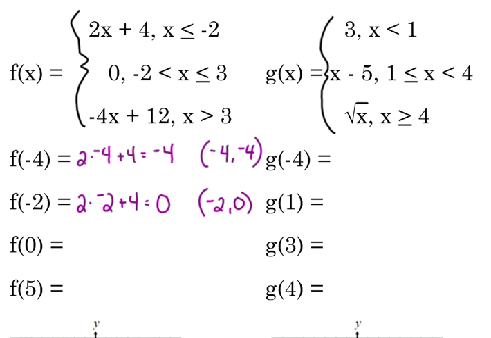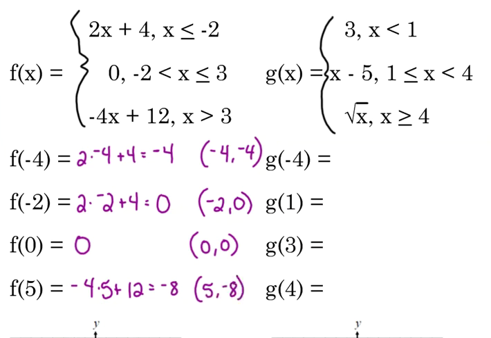0 is between negative 2 and positive 3, so that's our middle piece. And our middle piece is just equal to 0. So 0, 0 goes right there. And then 5 is greater than 3, so that goes with our last piece. Negative 4 times 5 plus 12. Negative 20 plus 12 is negative 8. So 5, negative 8 goes on our graph.